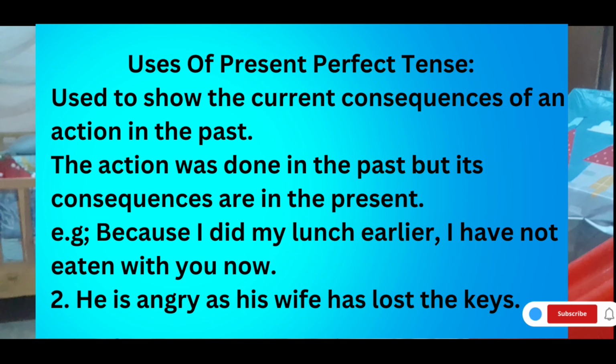Let's look at the other use. Present perfect tense is used to focus on the current consequence of an action in the past. The action was done in the past and its consequences are still in the present. For example, because I ate my lunch earlier, I have not eaten with you now. Why have I not eaten with you now? Because what was the reason? I ate my lunch earlier. And what is the consequence in the present? I have not eaten with you now because of the past action. And what was the past action? Because I did my lunch earlier. So I have not eaten with you now. Have not plus eaten. Eat, ate, eaten. Third form of verb.